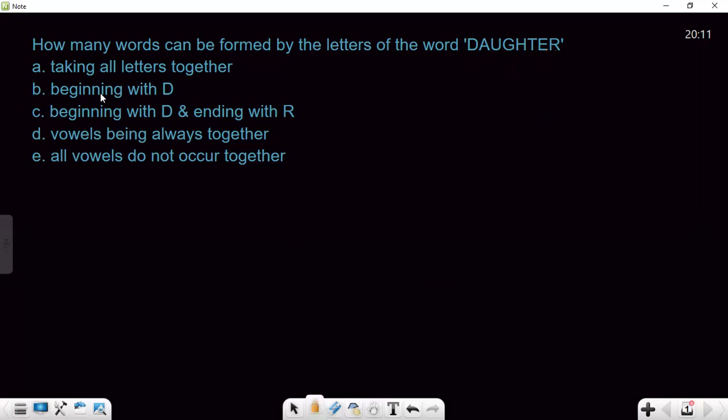So in the first case, we have to take all the letters together. We are free to use them in any manner, so basically we'll have to use all the letters. How many letters are there? Four and four, so 8 letters, 8 places. How many letters do we have to arrange? All the letters. We first select 8 letters from 8, which is a very easy selection, and thereafter we have to arrange them.